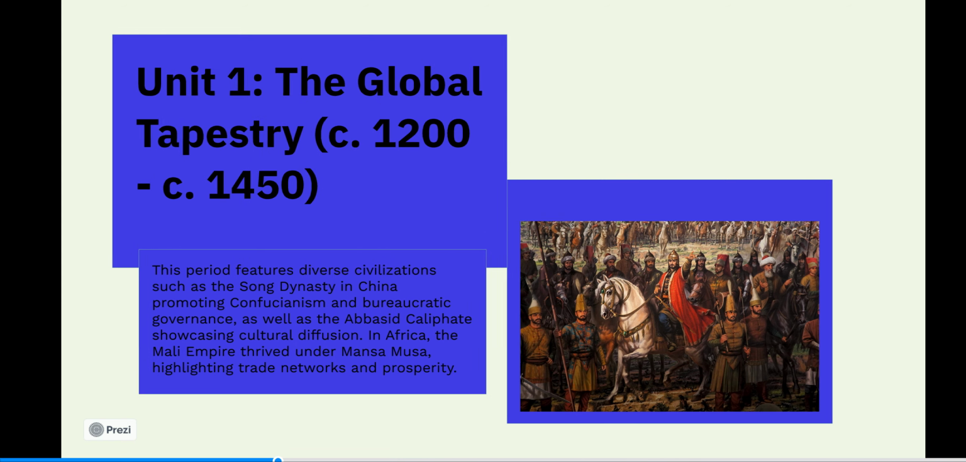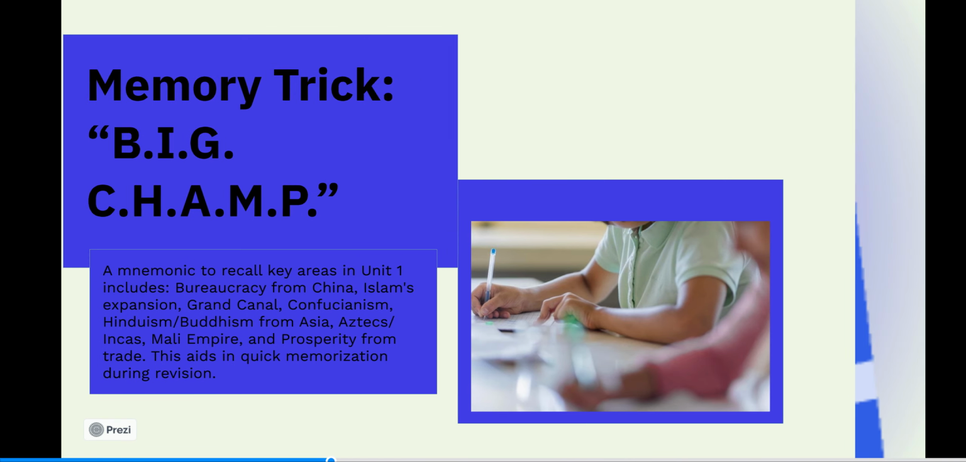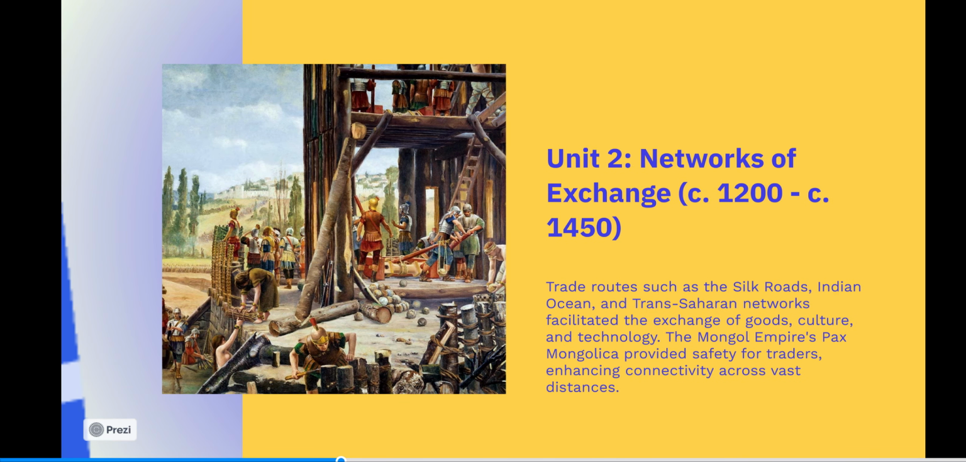Unit 2 is networks of exchange, that is 1200 to 1450. So this is the trade routes that are going to dominate this period, spreading goods, ideas, and diseases. So this is going to be things like the Silk Road, Indian Ocean trade, and the Trans-Sahara trade. With the Silk Road, this is the movement of luxury goods like silk and porcelain over land from China to the Middle East and into Europe.